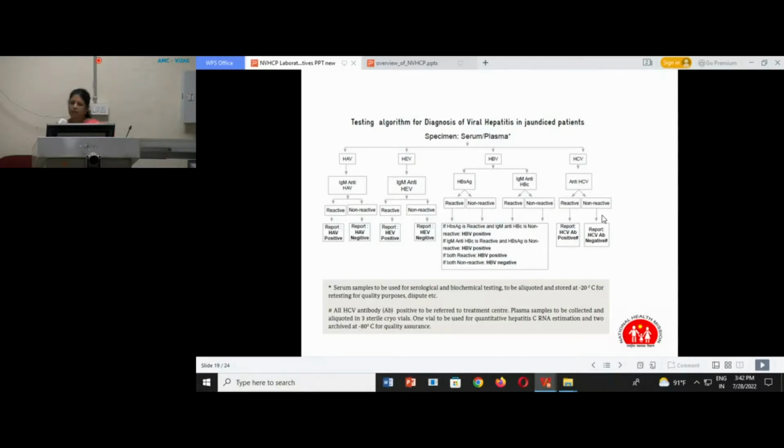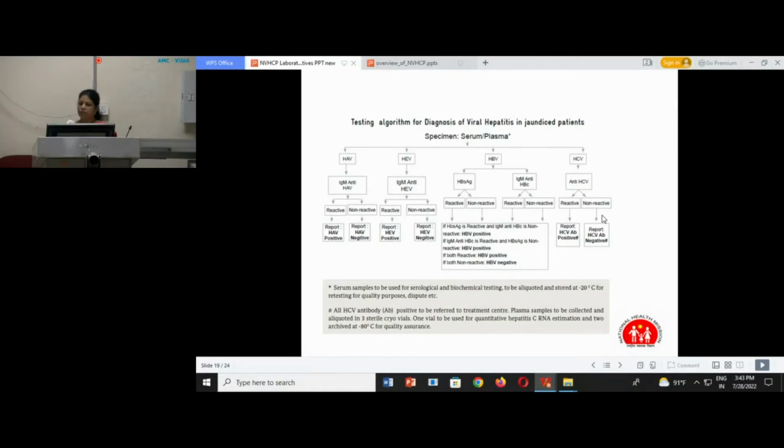For hepatitis B virus, antigens and antibodies are tested. HBsAg, if detected, is reactive, and if not detected, it is non-reactive. For antibodies, IgM anti-HBc, if detected, is reactive, and if not detected, it is non-reactive. Under this box, you can see that depending on the tests done, the HBV report is given as positive or not.